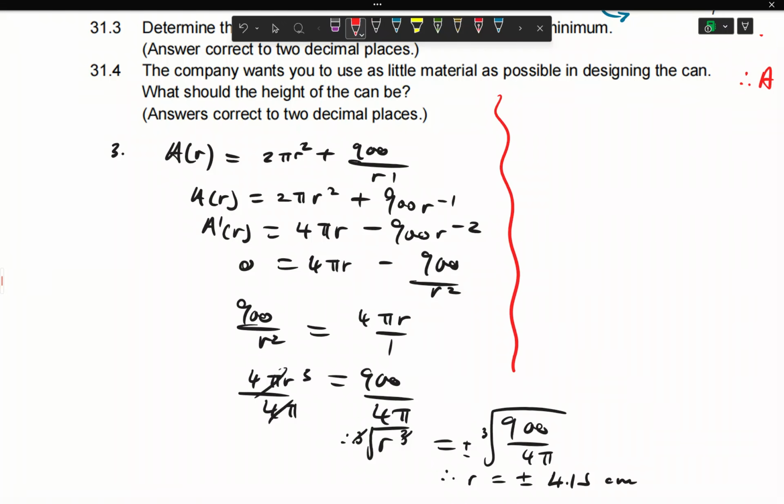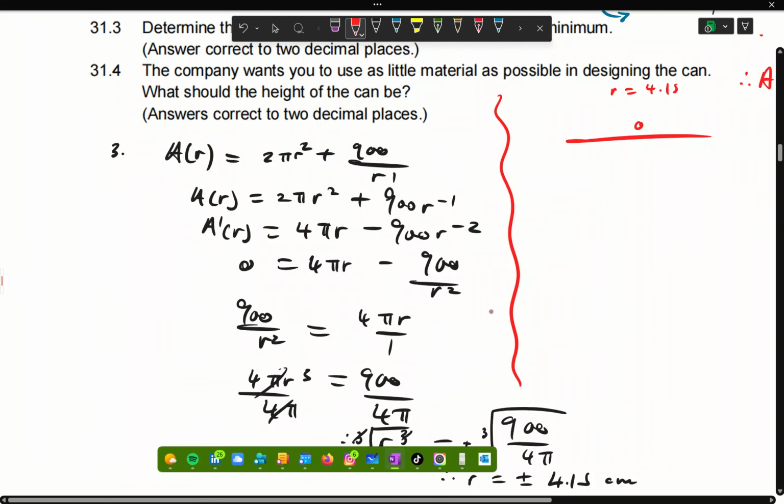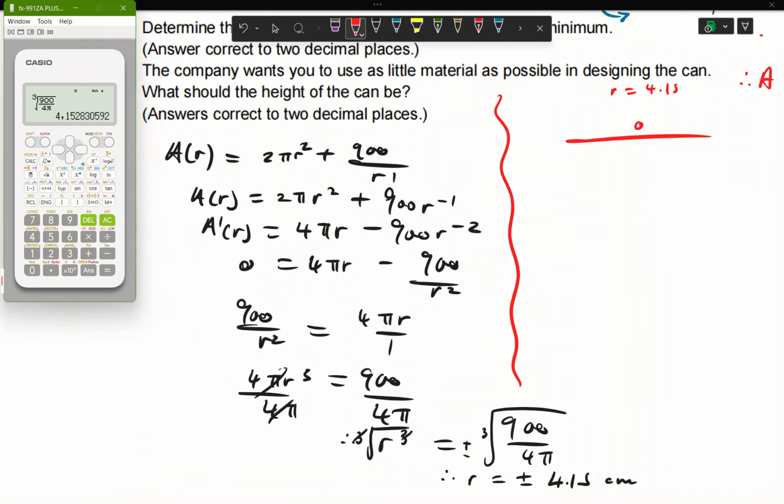Let me just divide here. So you have a table there. Now let's start with r equals 4.15, a positive answer. Remember that at the stationary point, this is your critical point, so it is 0. When you plug this into your first derivative formula, you will have 0. This is the reason why we equate this to 0. So now let's test by substituting values that are less than 4.15 and greater than 4.15 into our first derivative formula.